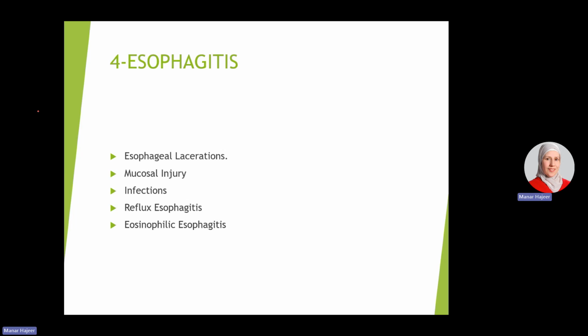The fourth disease of the esophagus is called esophagitis. It means inflammation of the esophagus, and the causes of this inflammation are esophageal lacerations, mucosal injury, infections, reflux esophagitis, and eosinophilic esophagitis.